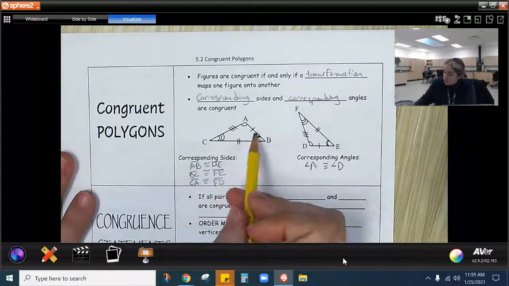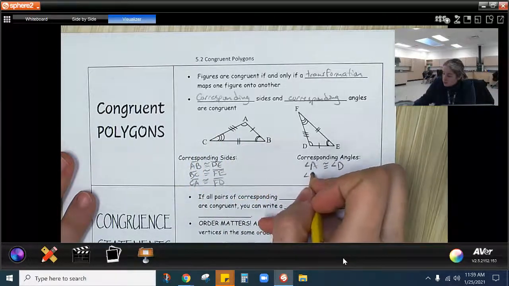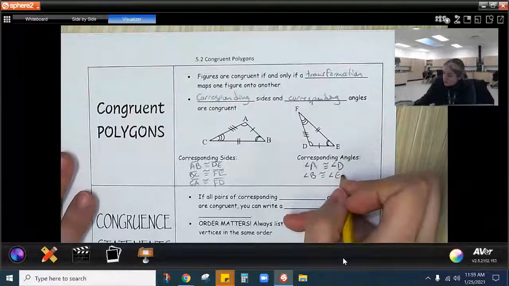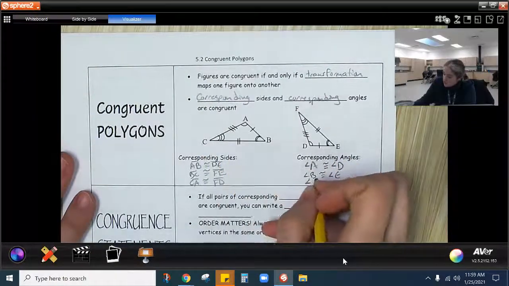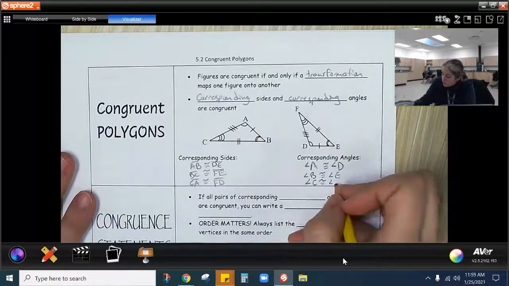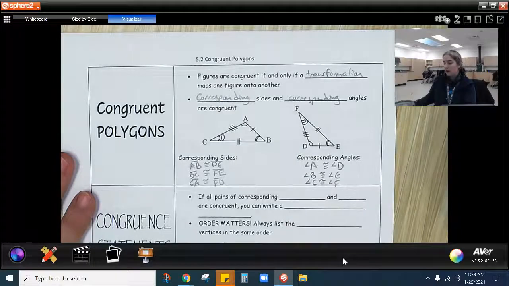And then for this one, let's look at angle B with its two whooshies. It's going to be congruent to angle E, which also has two whooshies. And then angle C is our last one, and it's congruent to angle F. All right, angle C and angle F.